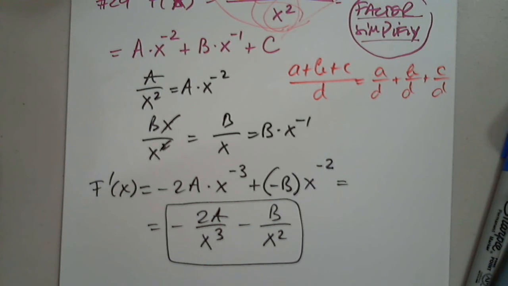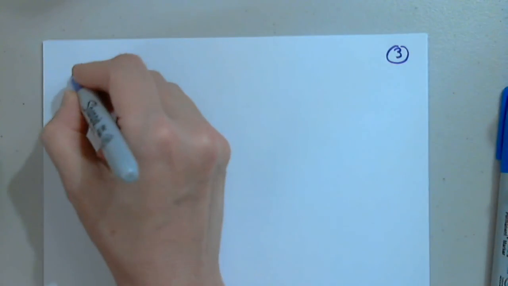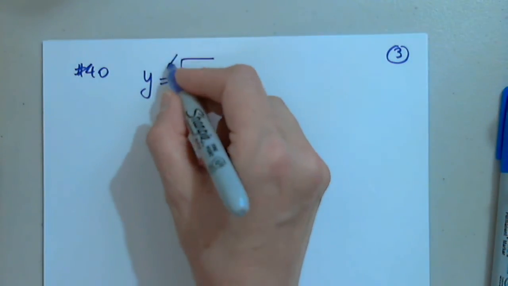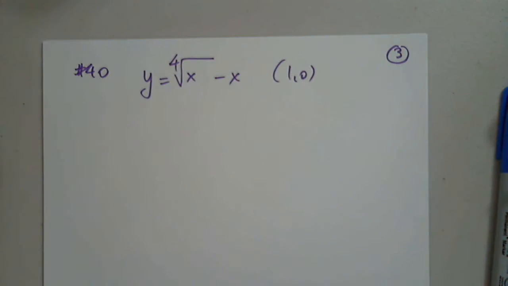Anyone would like to pick, or I will? Can you do number 40? 40, very good. Let's continue with number 40. In 40, we have y equals the fourth root of x minus x at 1, 0. And here they just want the equation of the tangent line.